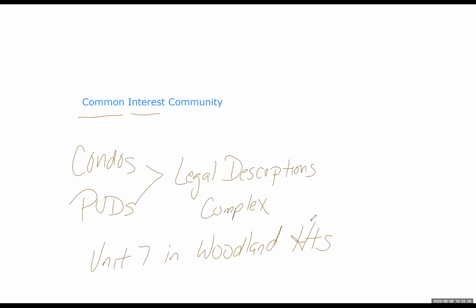But anyways, remember, unit 7 is going to have the elevation rights and this and that, and that's going to be in the deed. But then Woodland Heights also has a legal description as well. All right, so that's the story for unit 5. Who's got questions on that?